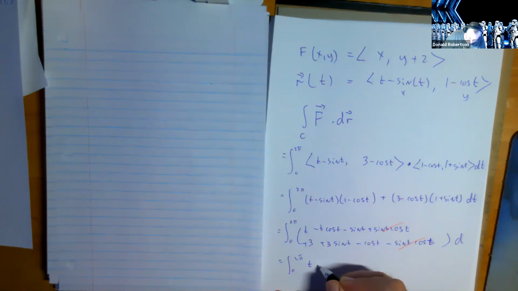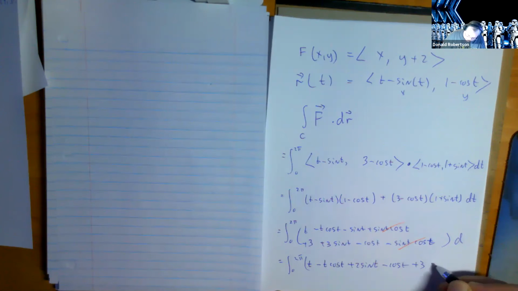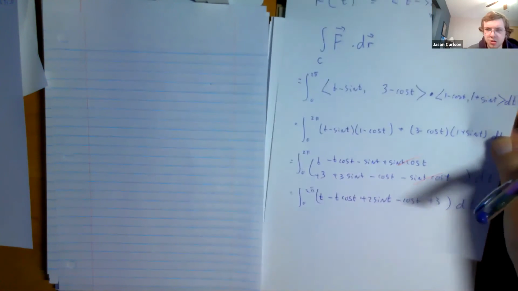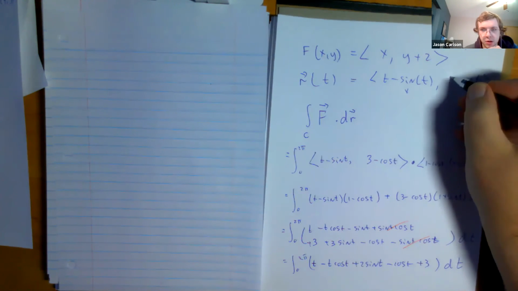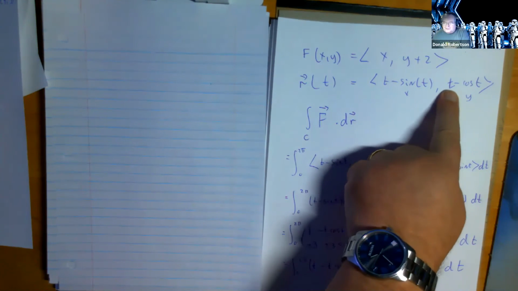I have a t, a take away t cosine t. Oh, these combine, so I get a plus 2 sine t, a negative cosine t, and an add 3, dt. Hey, shouldn't the derivative of 1 minus cosine t just be sine of t? Because the derivative of 1 is 0. Yeah, I fixed it by changing that.